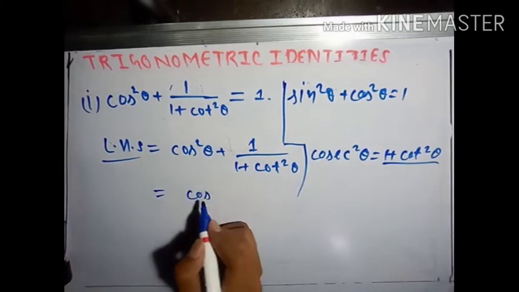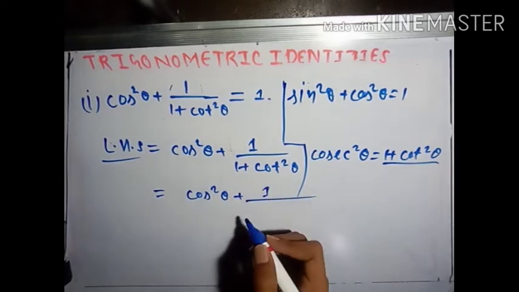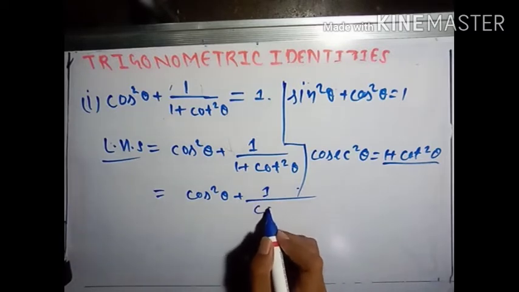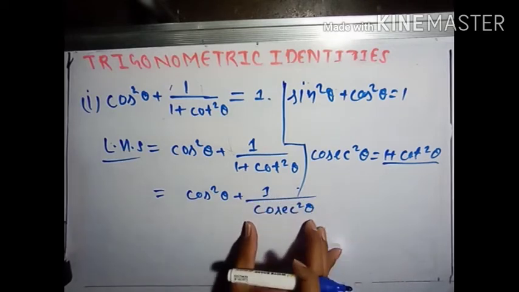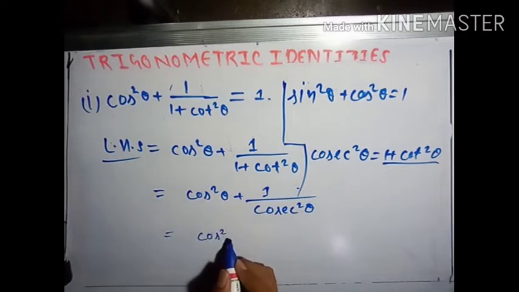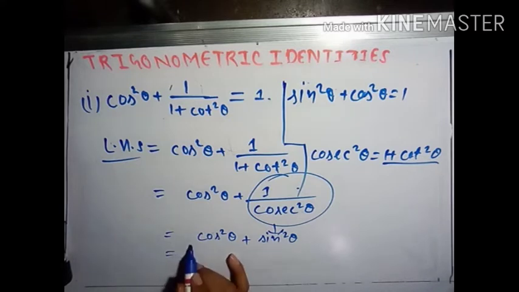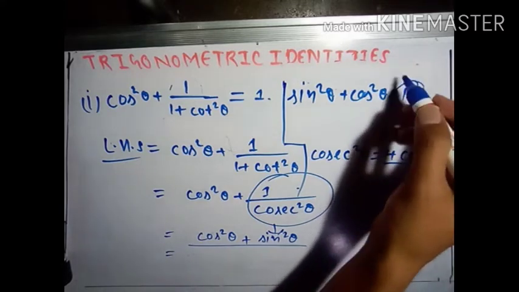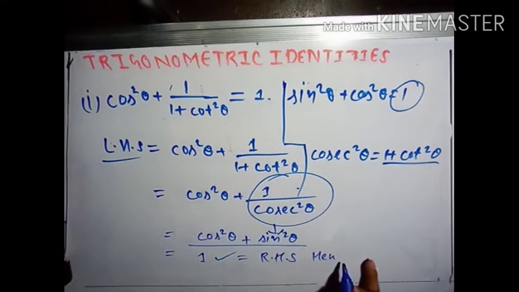Surprising? No, not surprising. These are the results we obtained for our simplicity. And now see how it becomes simple. So here you can write this value. Understand? Now 1 upon cosec theta is what? Good, sine theta. So in the place of this value we can write sine square theta. Now tell me, cos square theta plus sine square theta is equal to 1. Exactly. So this becomes 1, which is equal to RHS. And then you will write hence proved.